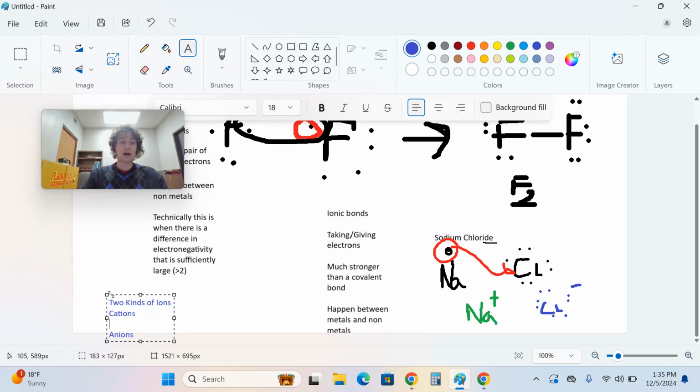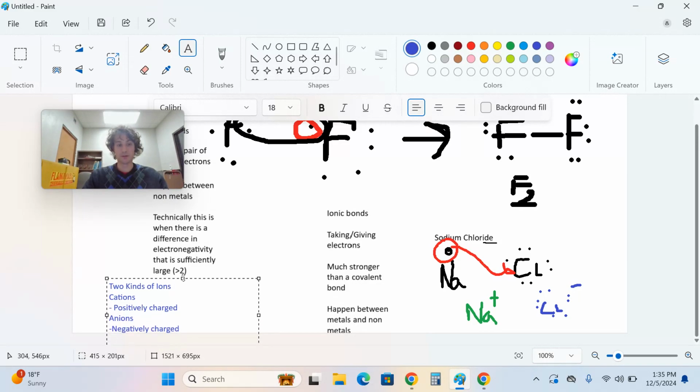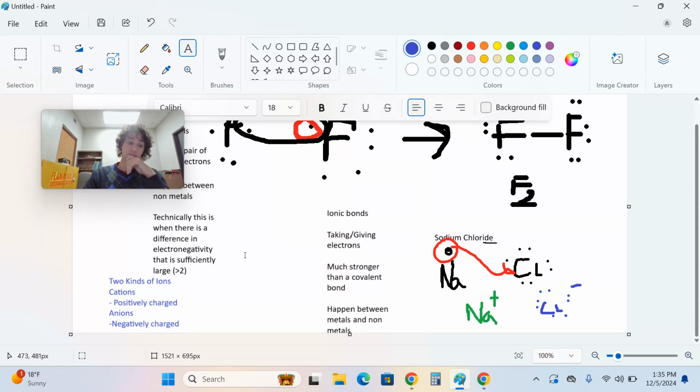Cations are simply positively charged. Positively? Yeah, that's right. Positively charged. And anions are negatively charged. Let me move this up a little bit. There we go, perfect. All right, so cations and anions. Cation would be your sodium. Your anion in this case would be chloride.